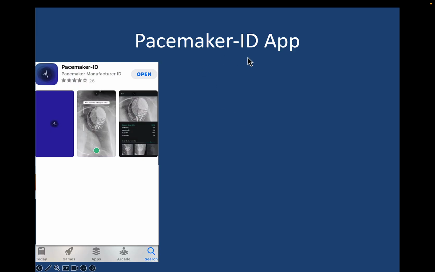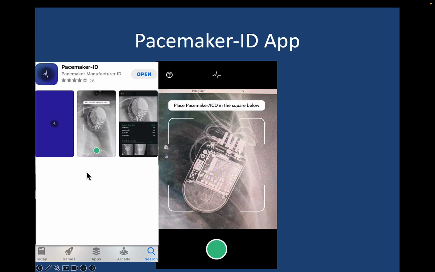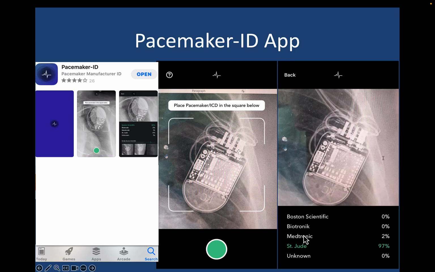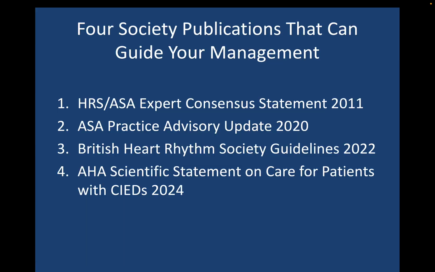Now, you don't have to necessarily look for those alphanumeric indicators anymore. You can just use the Pacemaker ID app, which is free. You just load it on your phone. You zoom in on the chest X-ray so you can get a good picture. You put the crosshairs around the ICD, push the green button, and it'll give you a very reliable report of what type of ICD the patient has. It works really, really well.